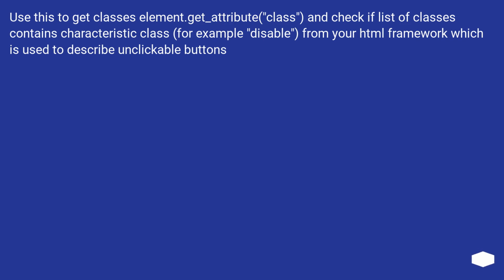Element.get_attribute class and check if the list of classes contains a characteristic class, for example disable, from your HTML framework which is used to describe unclickable buttons.